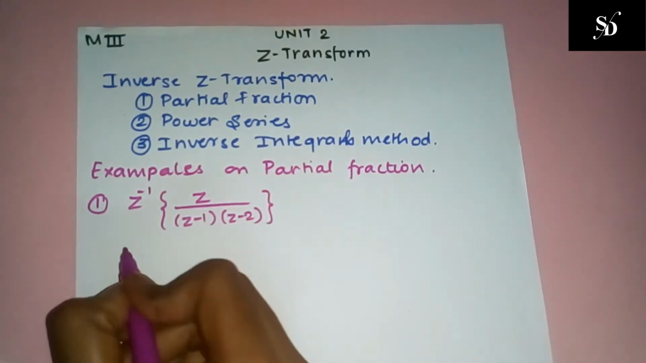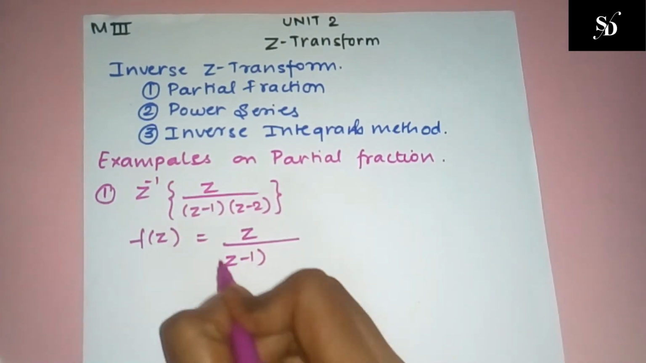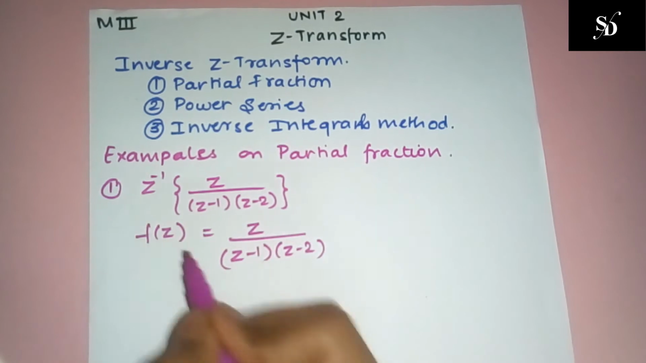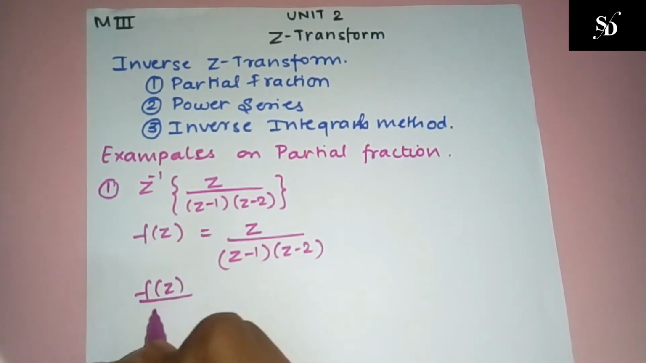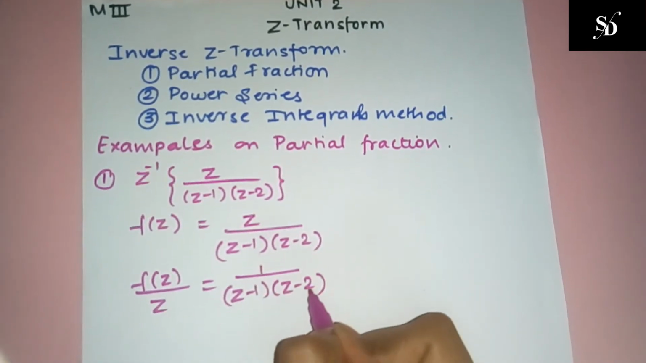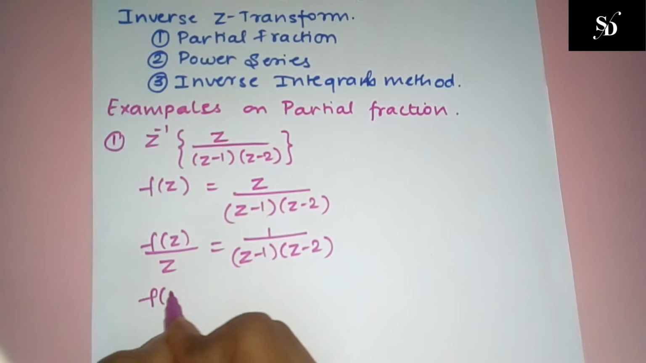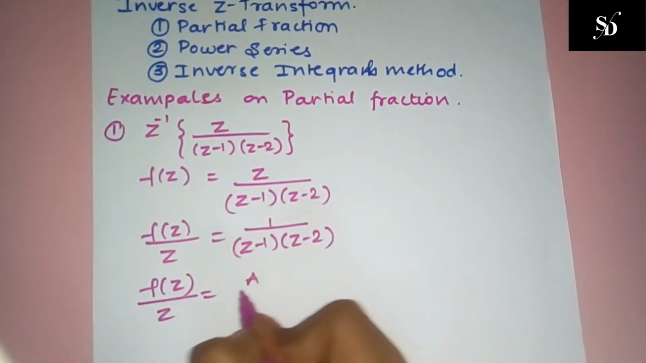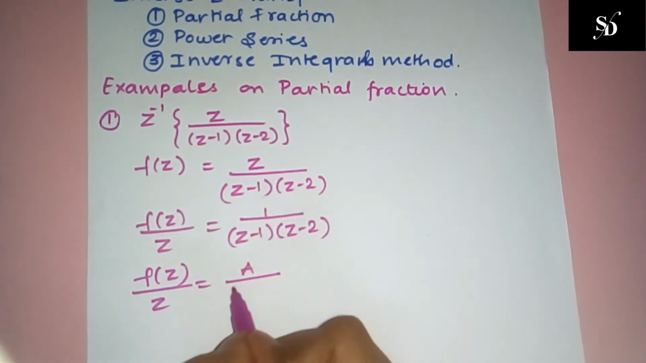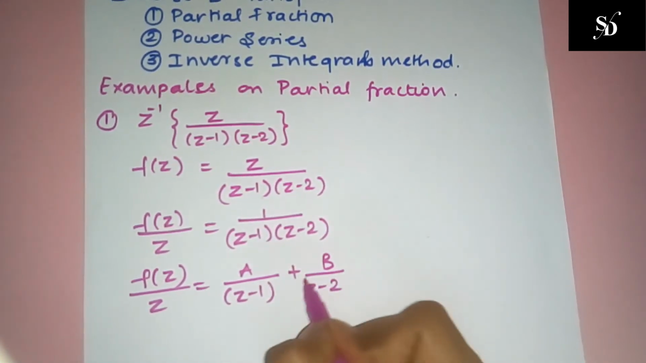First of all, F of z is equal to z upon (z minus 1)(z minus 2). Now what we will do is take the z to the denominator of F of z. So F of z upon z is equal to 1 upon (z minus 1)(z minus 2). Now we can do the partial fraction of this. F of z upon z is equal to A upon (z minus 1) plus B upon (z minus 2). We are taking two terms, A and B, because over here we have two terms.